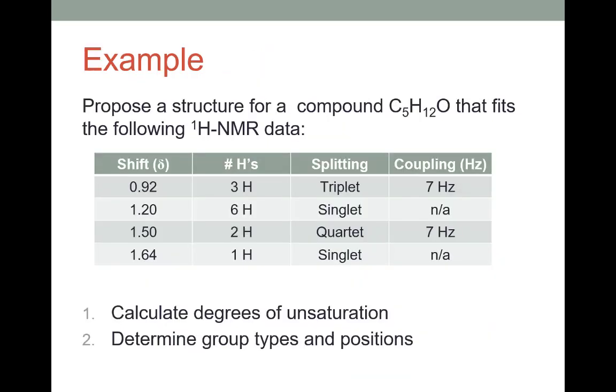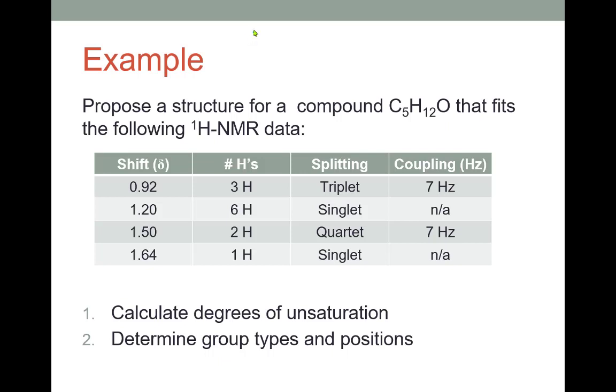So how do we put this together into a practical usage? Well, here's an example. Propose a structure for a compound with some formula that fits this data. And we're given information about shift. We're given information about integration, number of hydrogens, and we're given information about splitting. So first things first, we always calculate degrees of unsaturation. That way we know if we have a ring or a double bond somewhere we have to worry about.